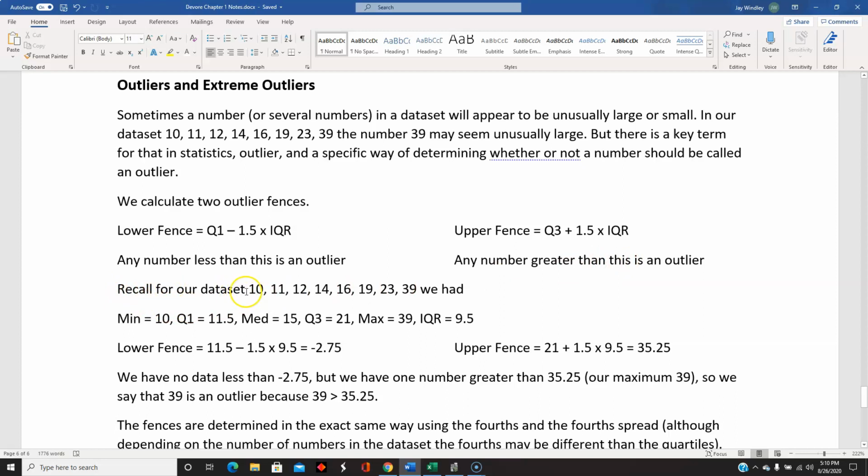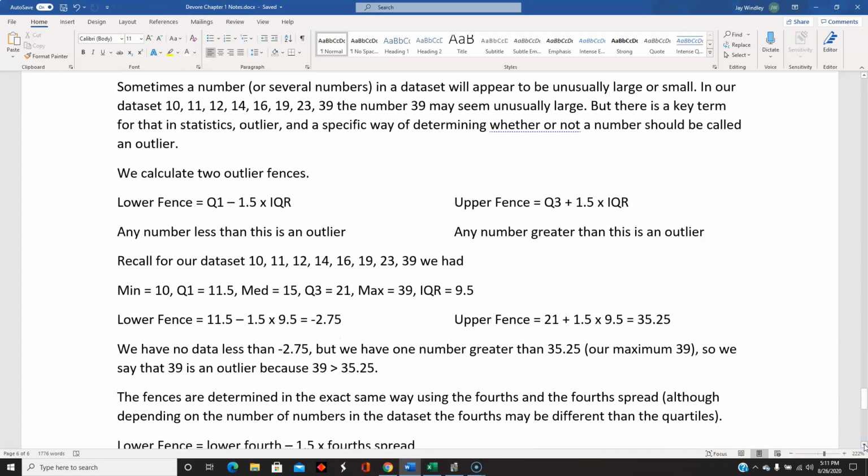Recall that for our data set that we had the numbers 10 through 39, this was our 5-number summary, and we had this for the IQR. So quartile 1 minus 1.5 times the IQR takes us to negative 2.75. Quartile 3 plus 1.5 times the IQR takes us to 35.25. We have no data that's less than negative 2.75, but we do have one number that's greater than 35.25, which is our maximum 39. So we say that 39 is an outlier because 39 is greater than 35.25.